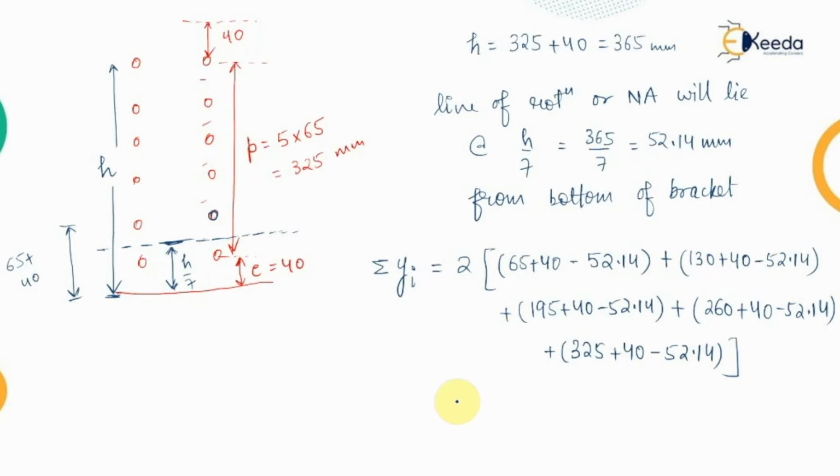Now from here, if we calculate the summation yi value, then we get the relation as summation yi is equal to 1828.6 millimeter. So that is the total of this yi value. Now corresponding to these yi values, we need to calculate the summation yi square. Therefore, this summation yi square will be simply twice the square of these values.